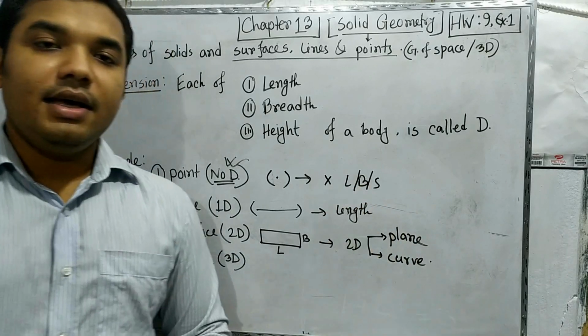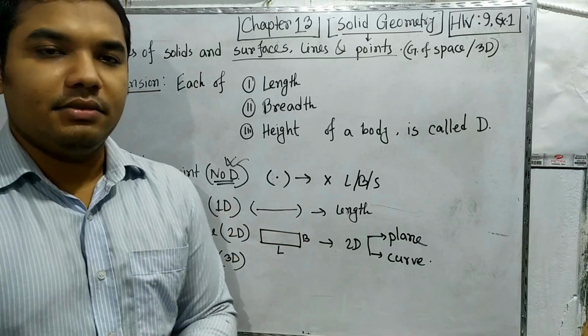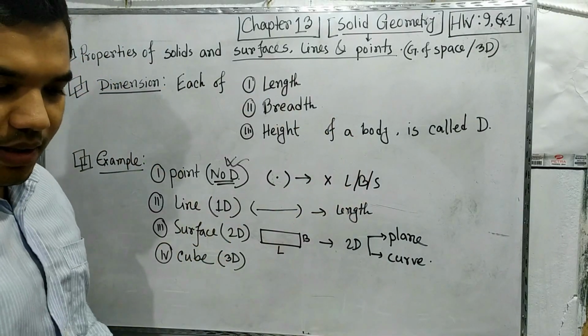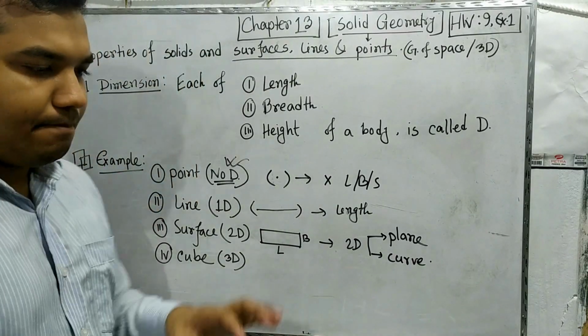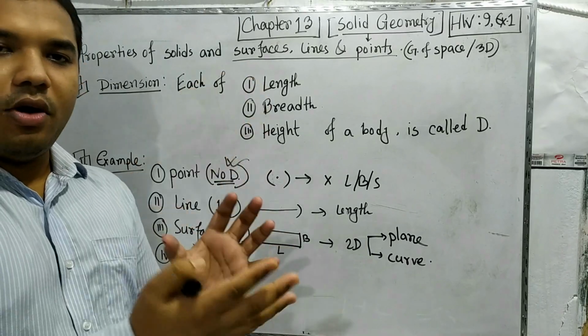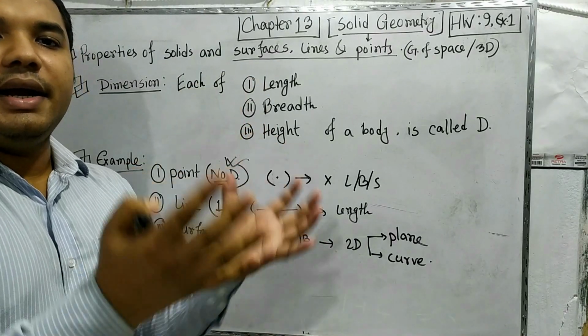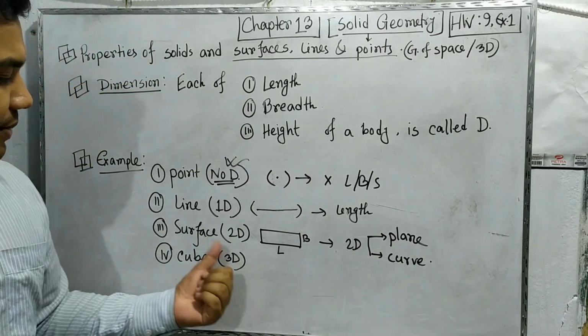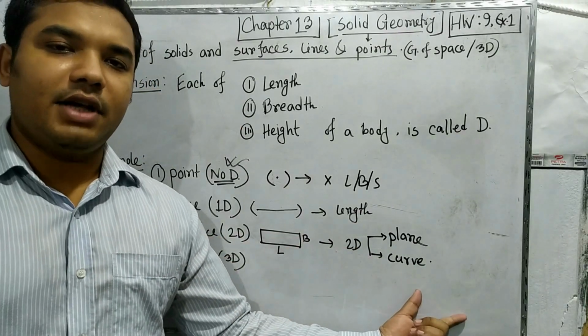But if we think of something circular, it can look like a ball. The surface of the ball has a radius. At that time we can say the surface of the ball is a curved surface.